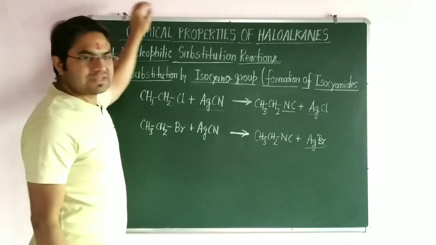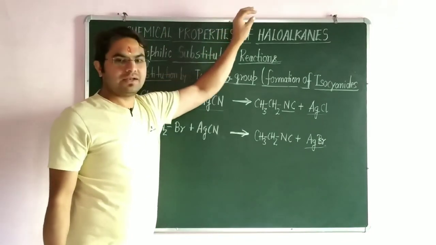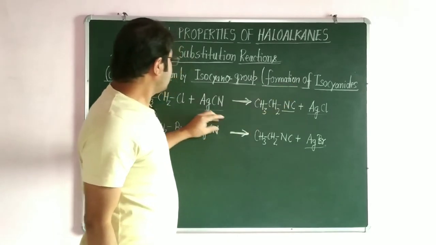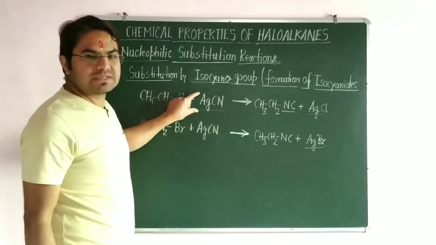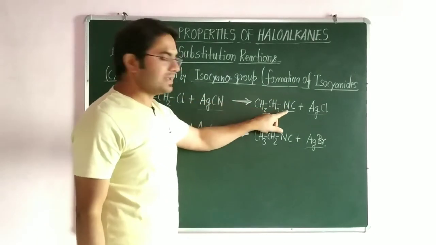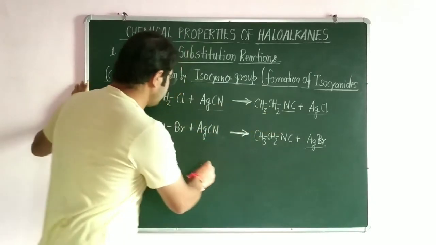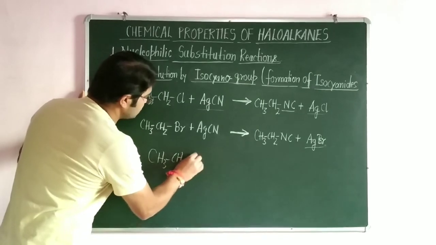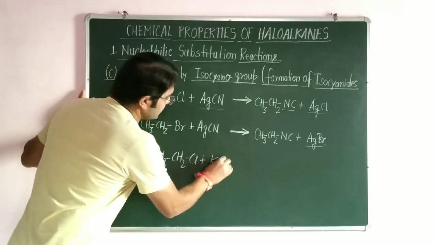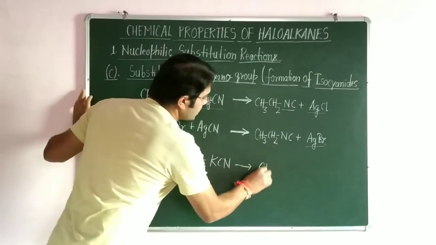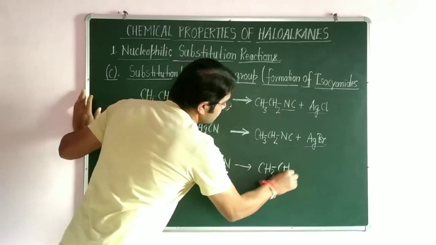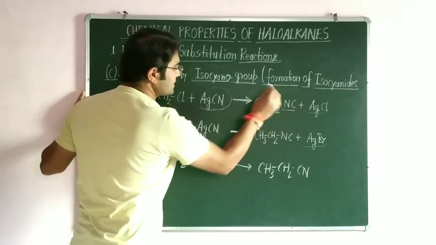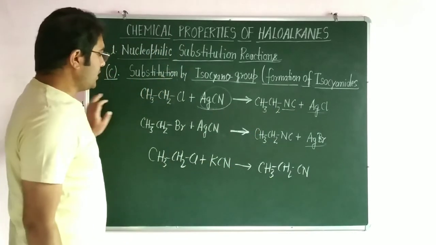So a curious question comes to our mind: why does haloalkane form the cyanide group when it reacts with KCN? CH3CH2Cl, when it reacts with KCN, forms the cyano group, CH3CH2CN. But when it reacts with AgCN, it forms NC. So this is a very important question.